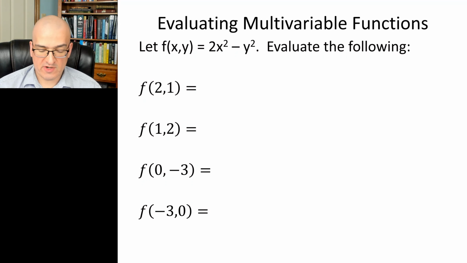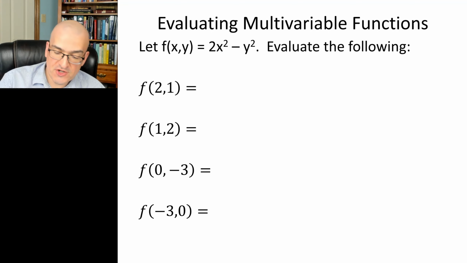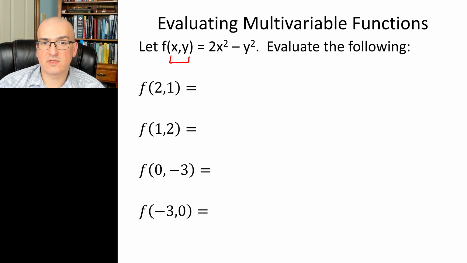What do we do with multivariable functions? The first thing we're going to do with them is evaluate them. We're going to plug in numbers. This function, f of x comma y, is defined as 2x squared minus y squared. And it is important in the definition of the function itself to keep track of which letter appears first. X appearing first and y appearing second isn't unusual. It's kind of what we expect to see.